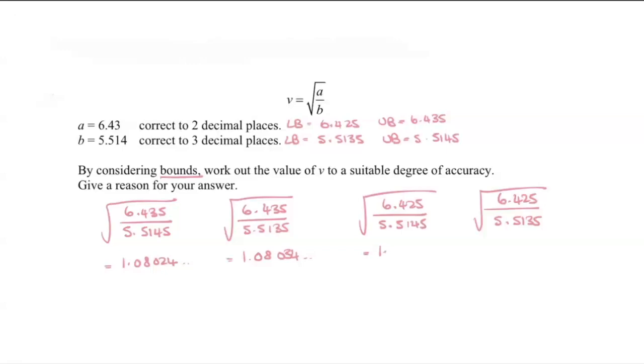Now you want to write a good number of decimal places because we're going to be doing this to a suitable degree of accuracy. We want to make sure that we've got enough decimal places to really inspect the results. Now the first two are going to round to 1.08, and the last two would also round to 1.08. So all the bounds agree to 2 decimal places on a result of 1.08, which is why we would call that our suitable degree of accuracy.